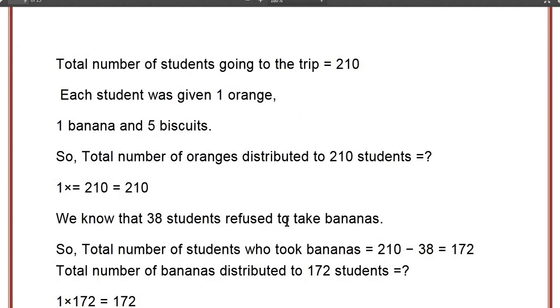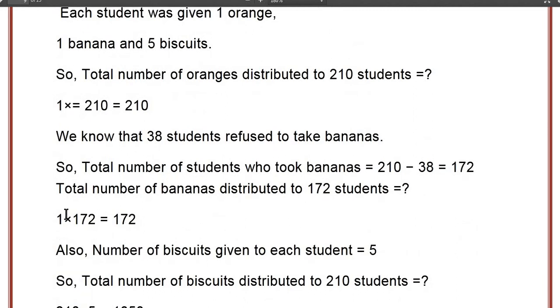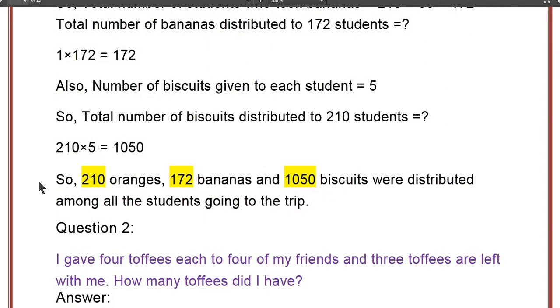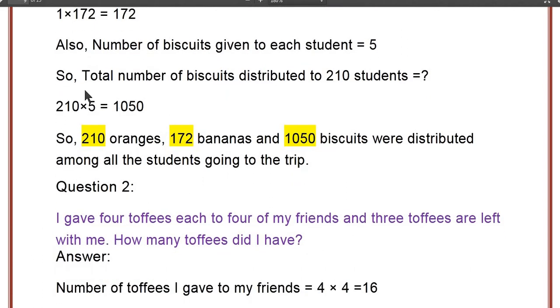We know that 38 students refused to take bananas. So total number of students who took bananas is 210 minus 38, which is equal to 172. Total number of bananas distributed to 172 students is 1 into 172, which is equal to 172. Also number of biscuits given to each student is 5. So total number of biscuits distributed to 210 students is 210 into 5, which is equal to 1050. So 210 oranges, 172 bananas and 1050 biscuits were distributed among all the students going to the trip. Students, you multiply this and show the calculation.